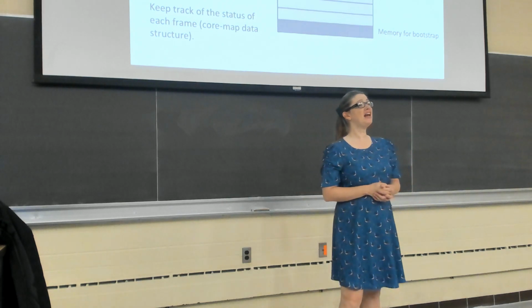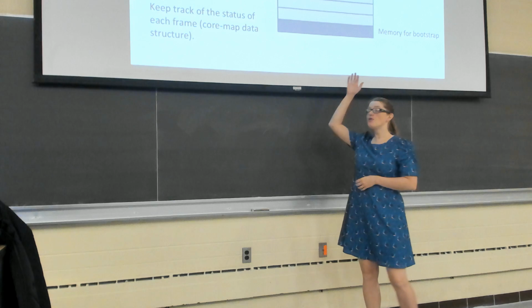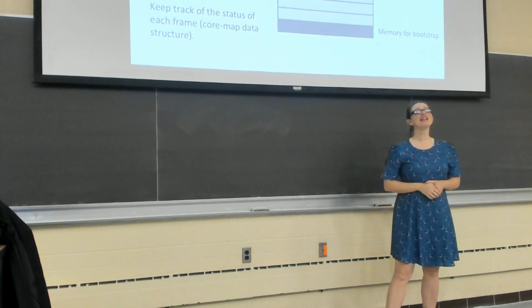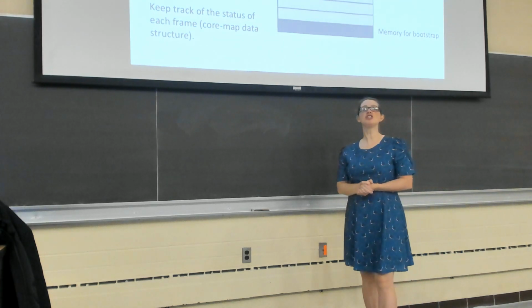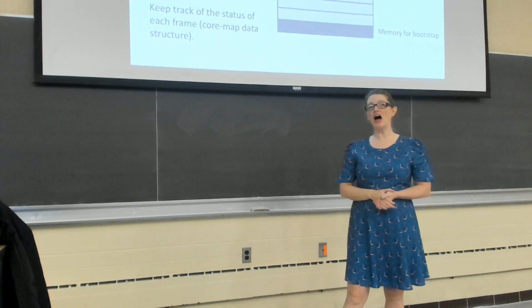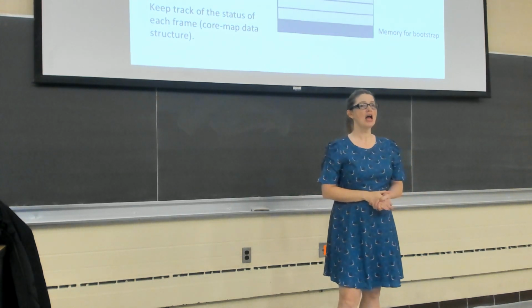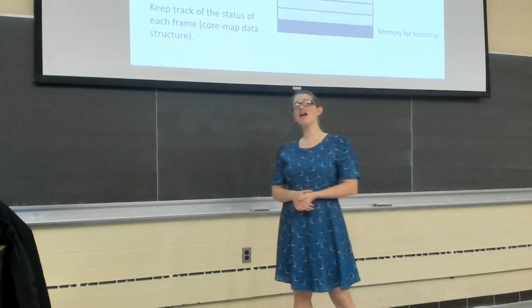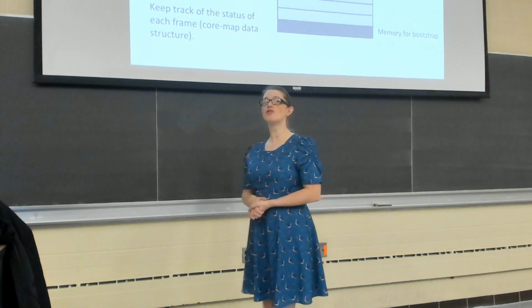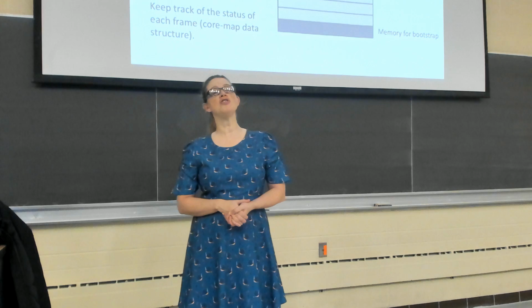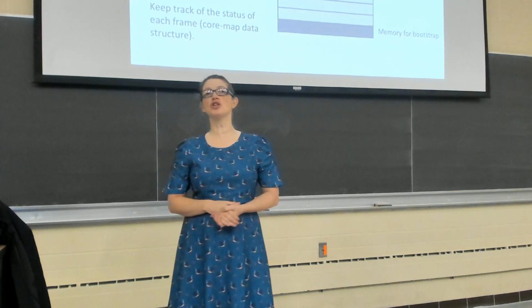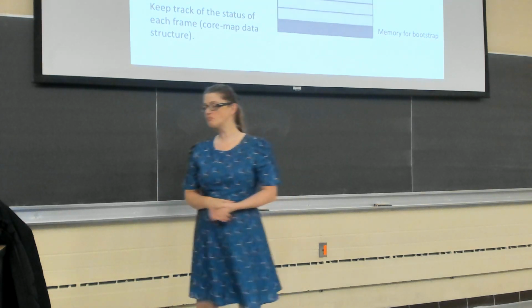So we need to manage the remaining memory as pages. What we're going to do is logically divide the memory that is left into pages. And then we need to keep track of which of those pages are free and which ones are not. We do this in a structure called a core map.